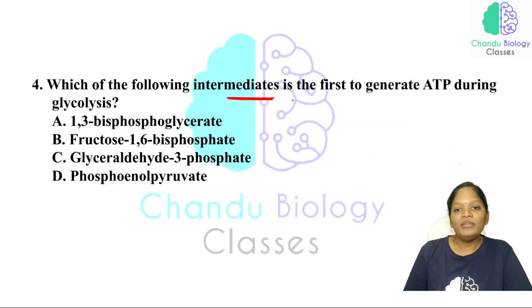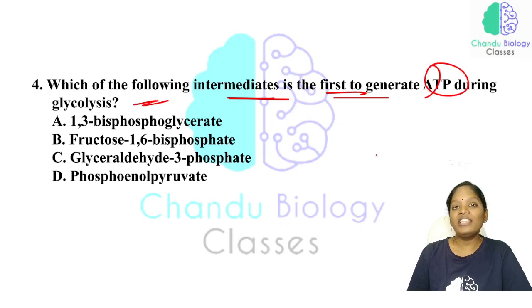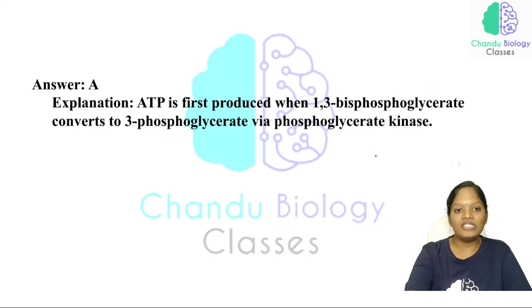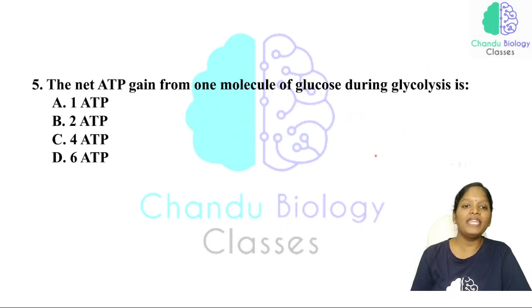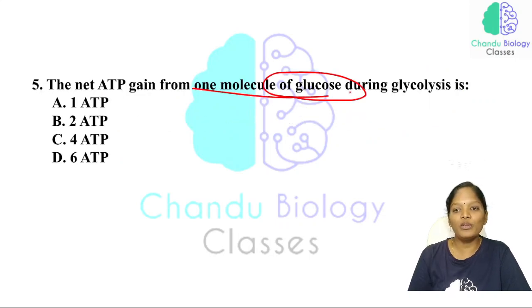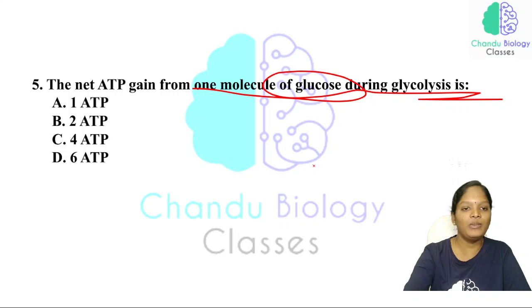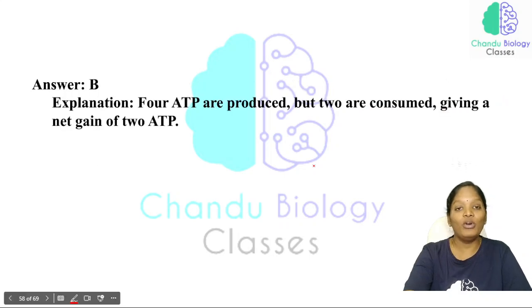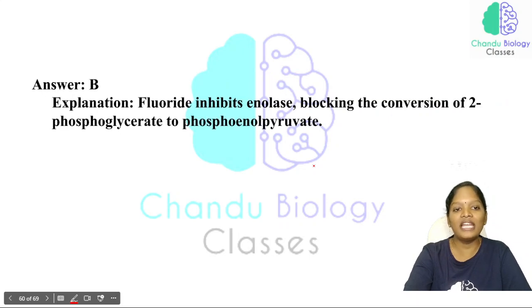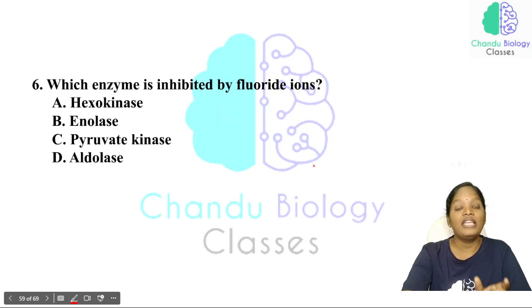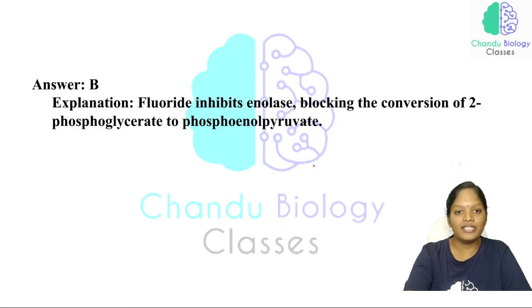Which of the following intermediates is the first to generate ATP during the glycolysis? Where has the first ATP molecule been produced? That will be in the step producing 1,3-bisphosphoglycerate. The net ATP gain from one molecule of glucose during glycolysis, net ATP gain will be 4 ATP produced. Which enzyme is inhibited by fluoride ions? That will be definitely enolase. Just make a note of it. Fluoride ions inhibit the enolase.